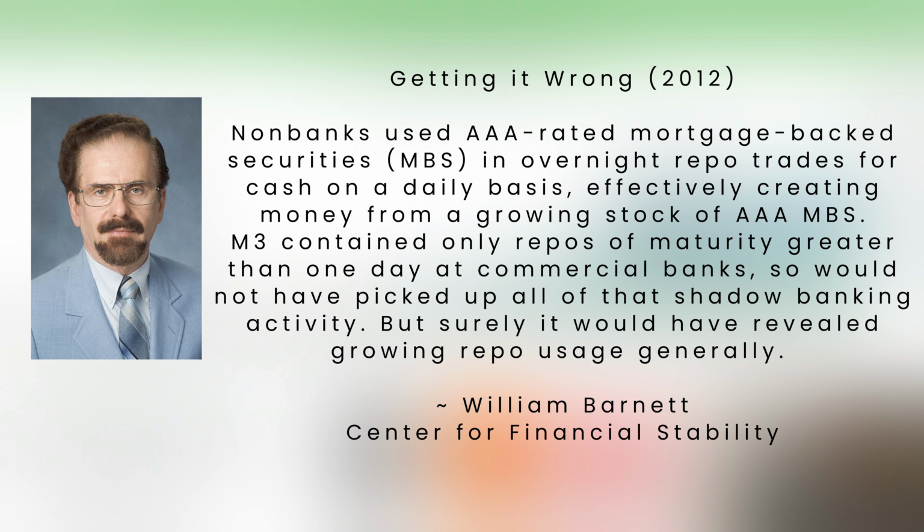"Non-banks used AAA-rated mortgage-backed securities, or MBS, in overnight repo trades for cash on a daily basis, effectively creating money from a growing stock of AAA MBS. M3 contained only repos of maturity greater than 1 day at commercial banks, so would not have picked up all of that shadow banking activity. But surely it would have revealed growing repo usage generally."